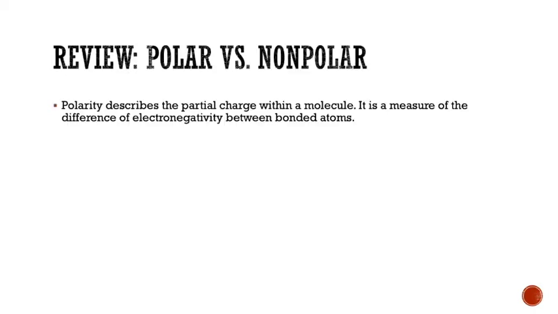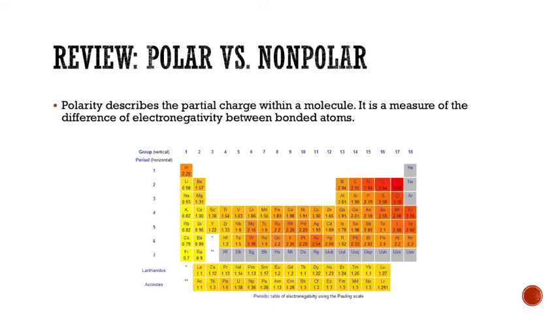So we're going to start with a little review about polarity and polar versus nonpolar. Polarity describes the partial charge within a molecule. It's just the difference of electronegativity between bonded atoms. All atoms have this measure of electronegativity, which is how well they can attract valence electrons, that's electrons in their outermost shell.